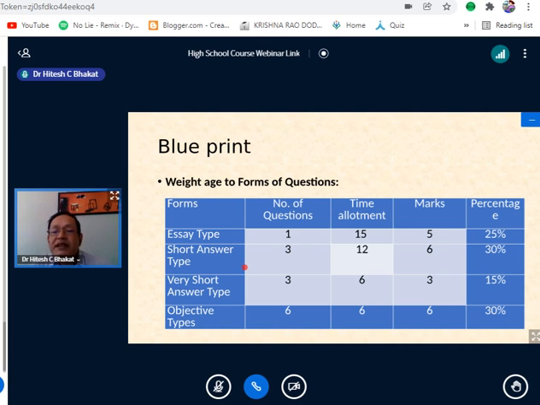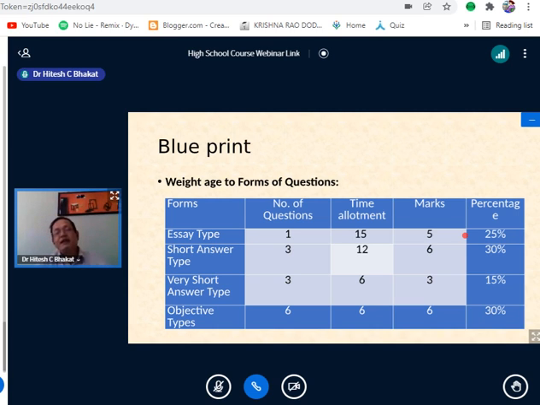And then short answer type, number of questions 3, total marks 6. That means 2 marks each. So we have given 30%. Very short answer type, 3 questions, okay? And then marks, 3 marks, that is 15%. Objective type, 6 marks, all right? And 6 questions, that is 30%.